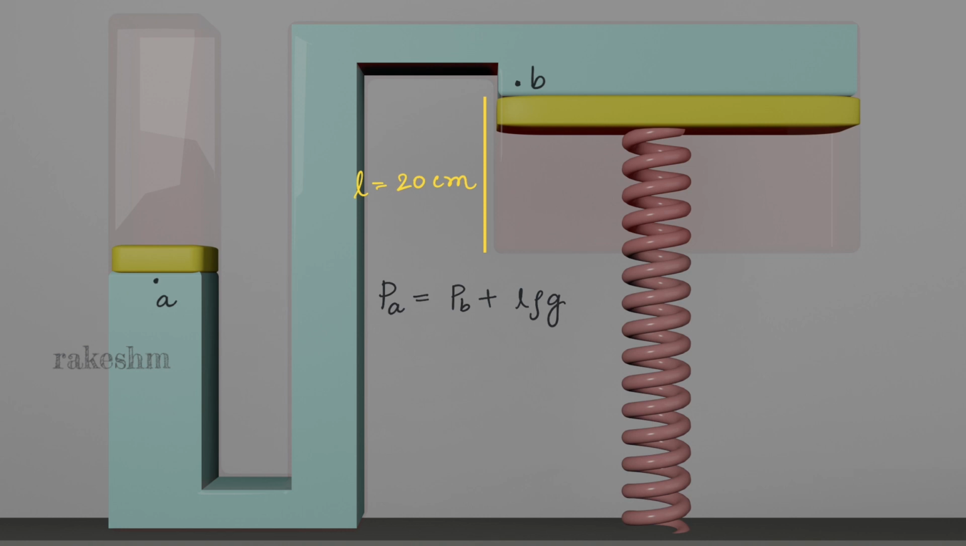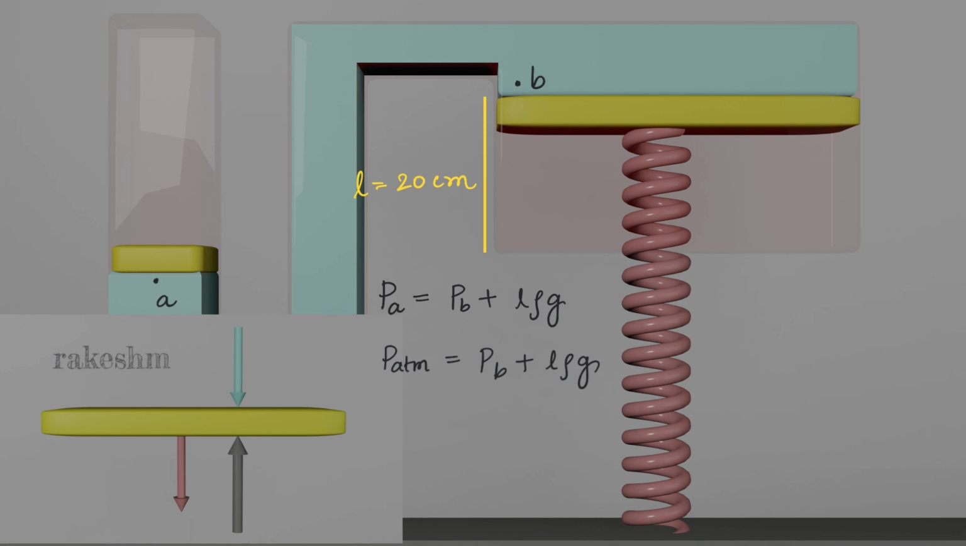So we can write P_A equal to P_B plus L into rho into g. The pressure at A equals P_atm. So I can write P_A equals P_atm equal to P_B plus L rho g.